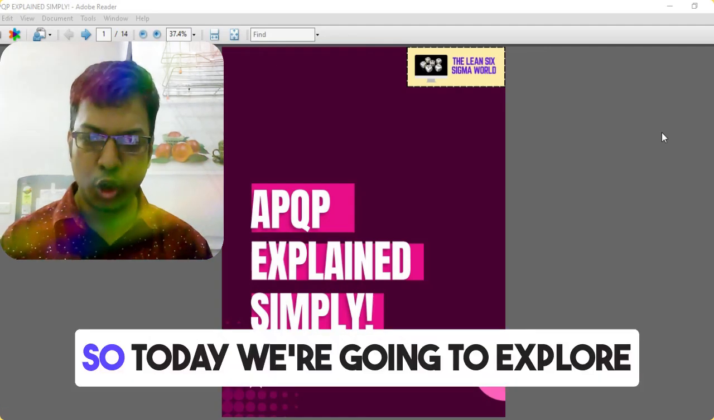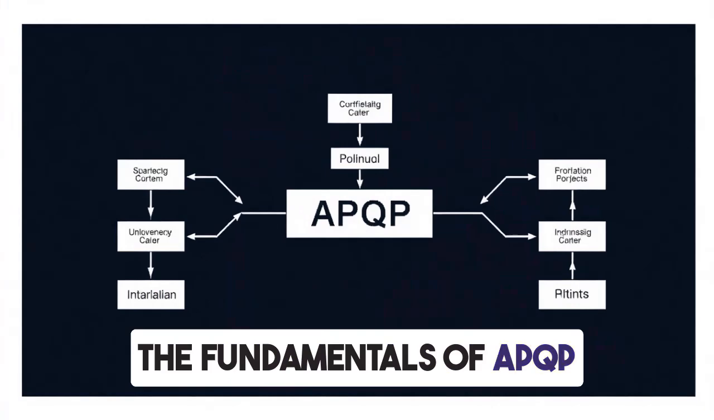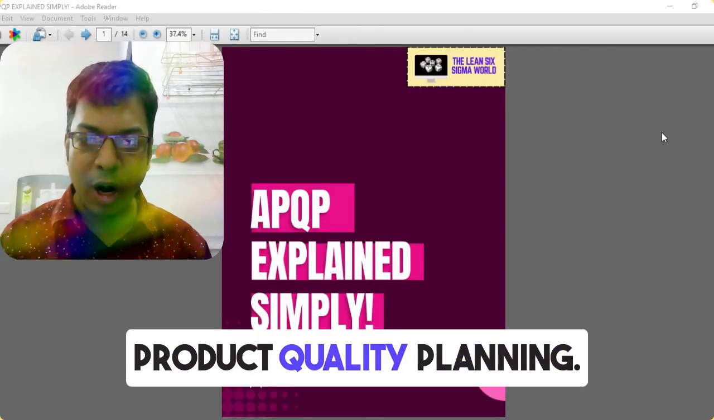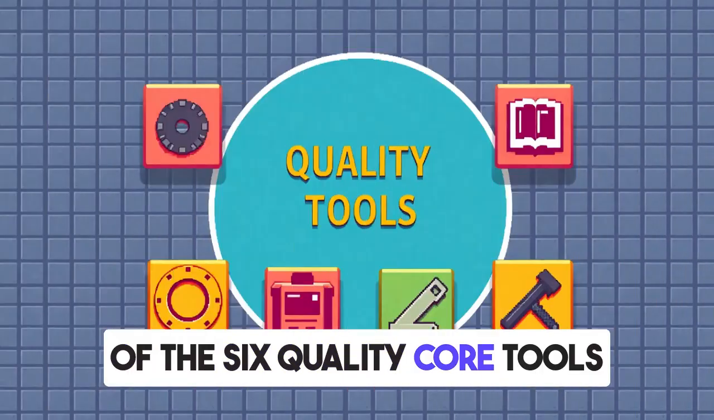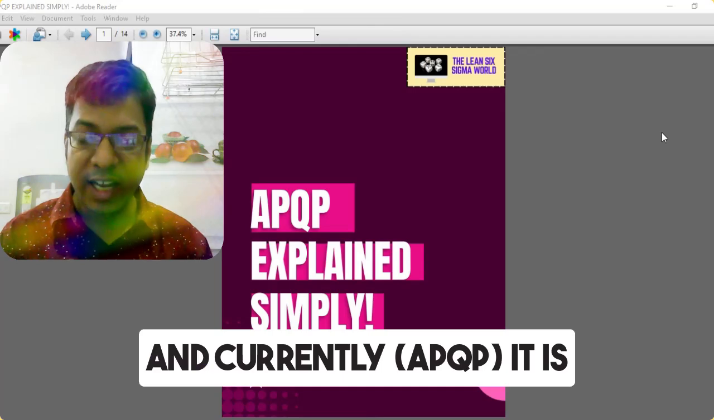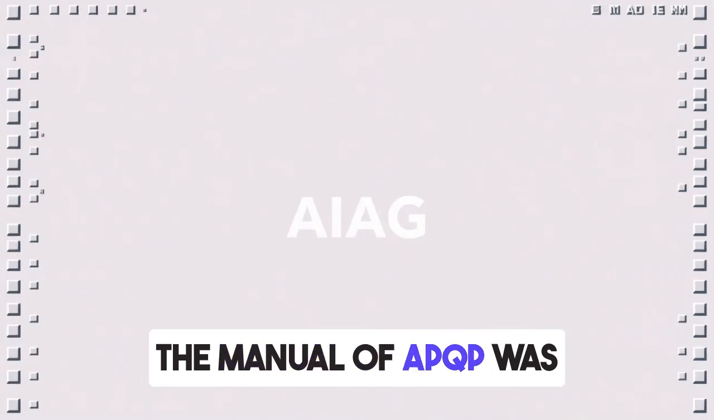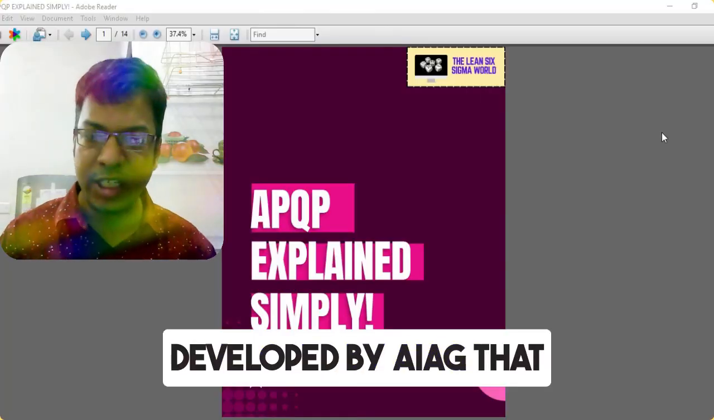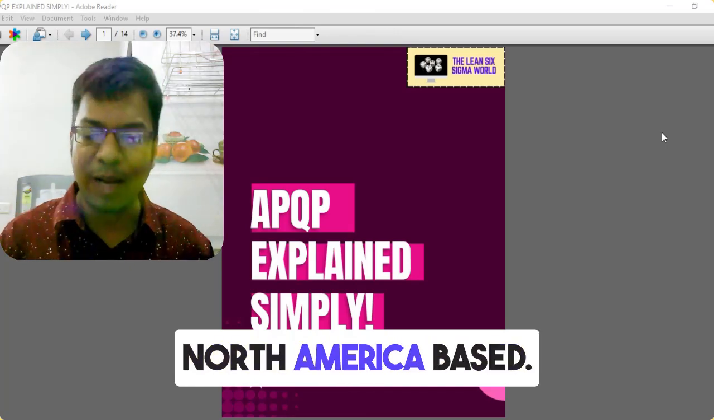Hello everyone. So today we're going to explore the fundamentals of APQP, that is nothing but Advanced Product Quality Planning. APQP is one of the 6 quality core tools, and currently APQP is running its third edition. The manual of APQP was developed by AIAG, that is nothing but Automotive Industry Action Group, North America based.